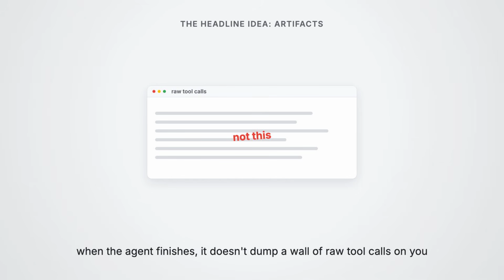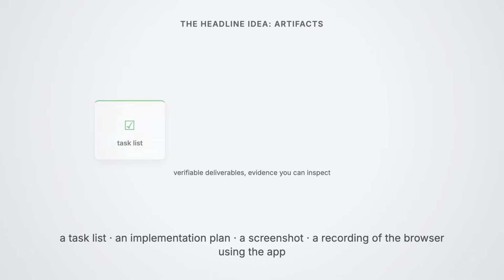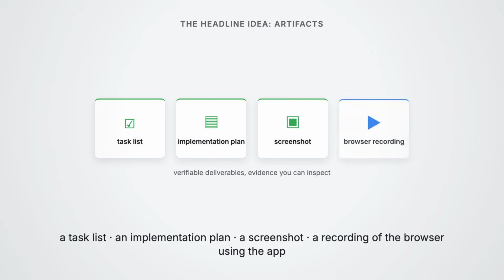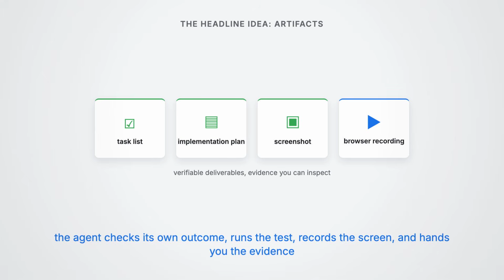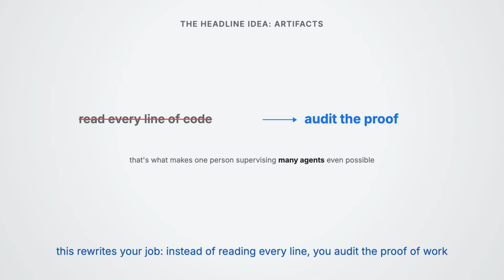When the agent finishes a chunk of work, it does not dump a wall of raw tool calls on you. It produces what Google calls artifacts, verifiable deliverables: a task list, an implementation plan, a screenshot, a recording of the browser actually using the app. The agent checks its own outcome, runs the test, records the screen, and hands you that evidence. And this rewrites your job. Instead of reading every line of code, you audit the proof of work. That is what makes one person supervising many agents even possible.